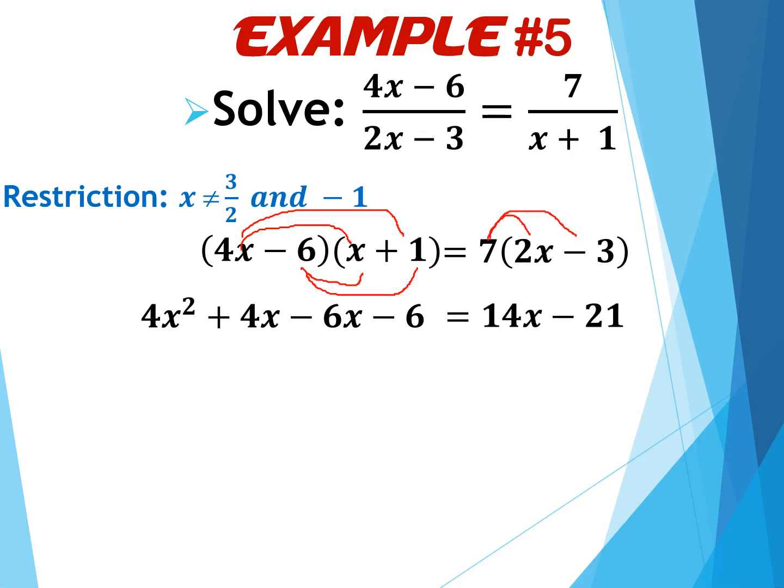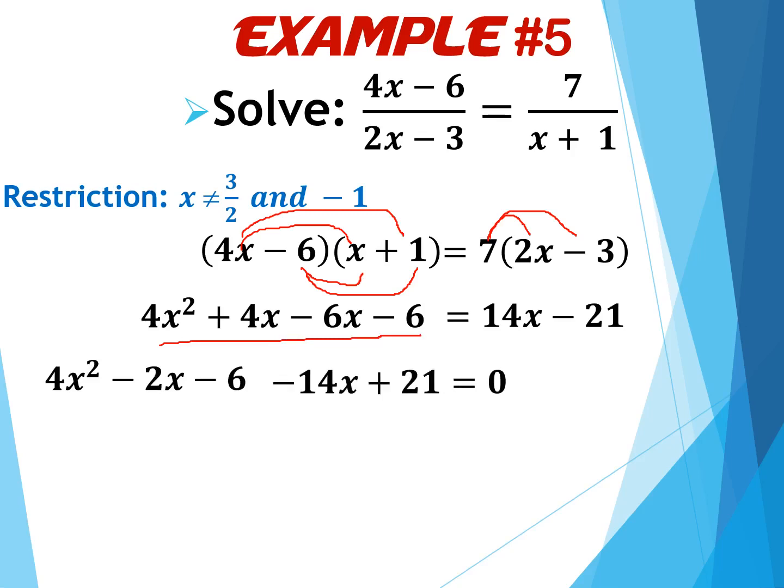Okay, then combining similar terms, or we can simplify this one first. That will give you 4x squared minus 2x minus 6 is equal to, transpose this one, negative 14x plus 21. And then combining again, that will give us 4x squared, negative 2x minus 14x will give us negative 16x, and then negative 6 plus 21 is positive 15, equals 0.